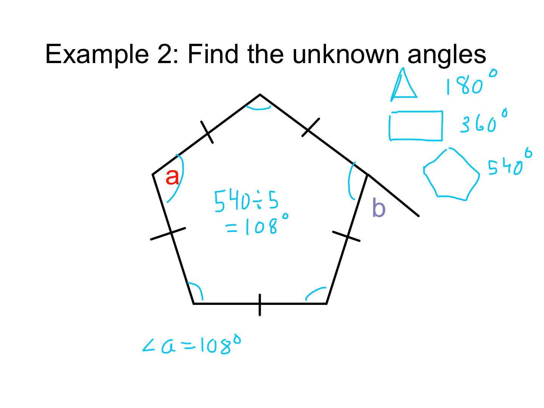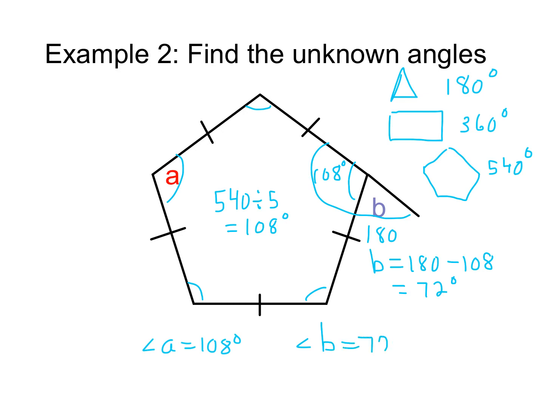Now, angle B is exterior. If I know that the interior angle is 108 and these guys line up on a straight line, then we know that the total for them is 180. And so B has to be whatever is left from 180 when I take out the 108 that's on the inside. And so that's going to leave me with 72 degrees for angle B. So I'll write angle B equals 72 degrees.